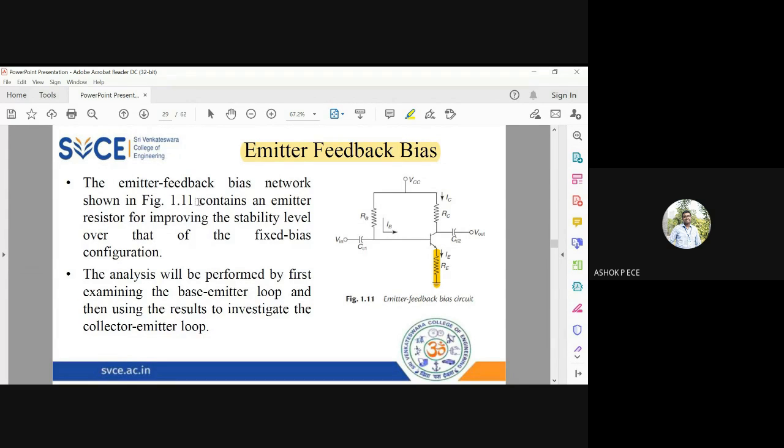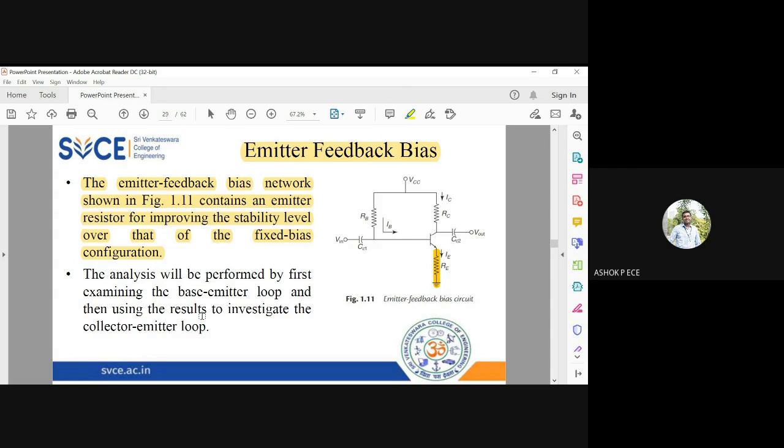So I am not doing anything different. I am just adding one emitter resistance. And the purpose of adding the emitter resistance is justified by the fact that it is going to improve the stability factor of my circuit. See, we have three stability factors, S, S dash, and S double dash, right?